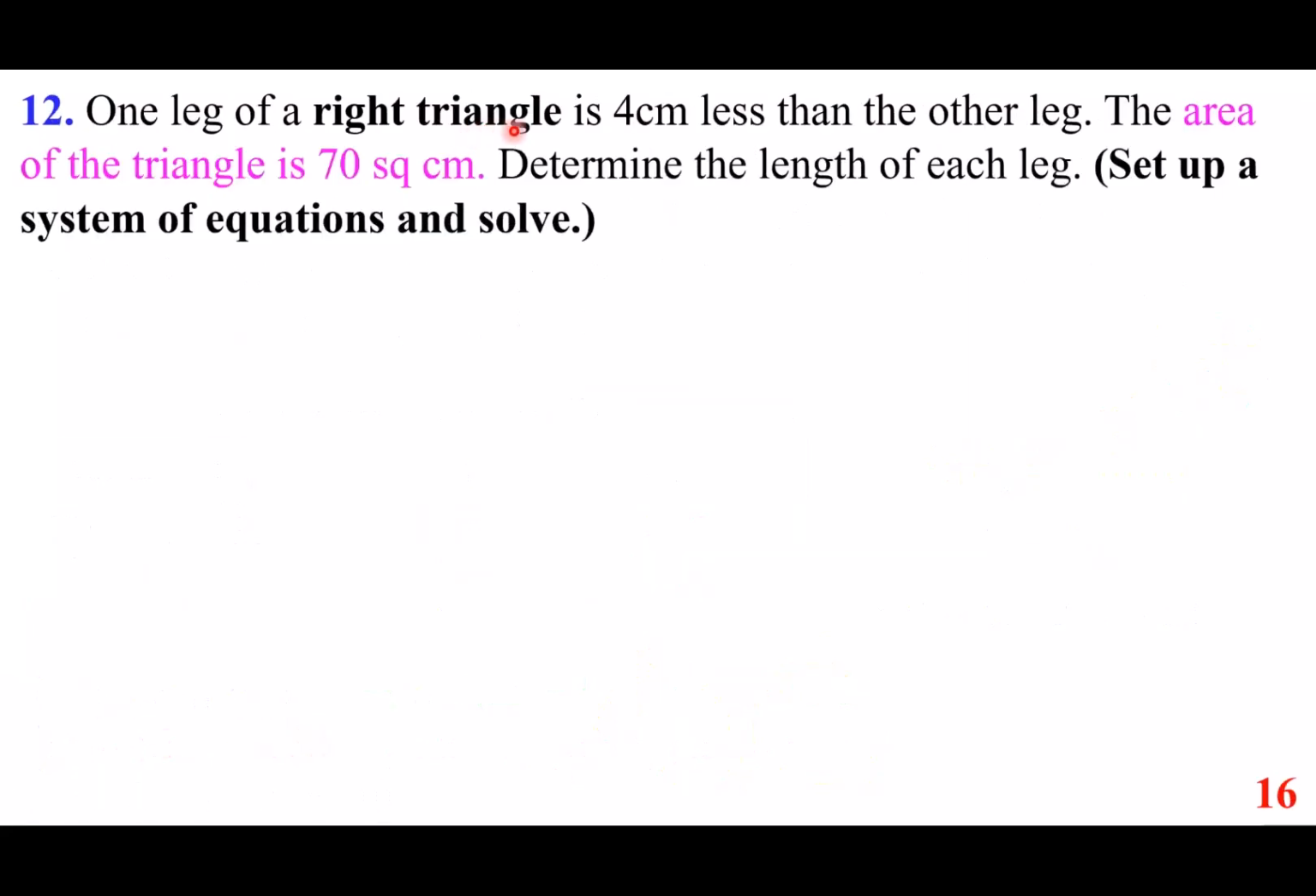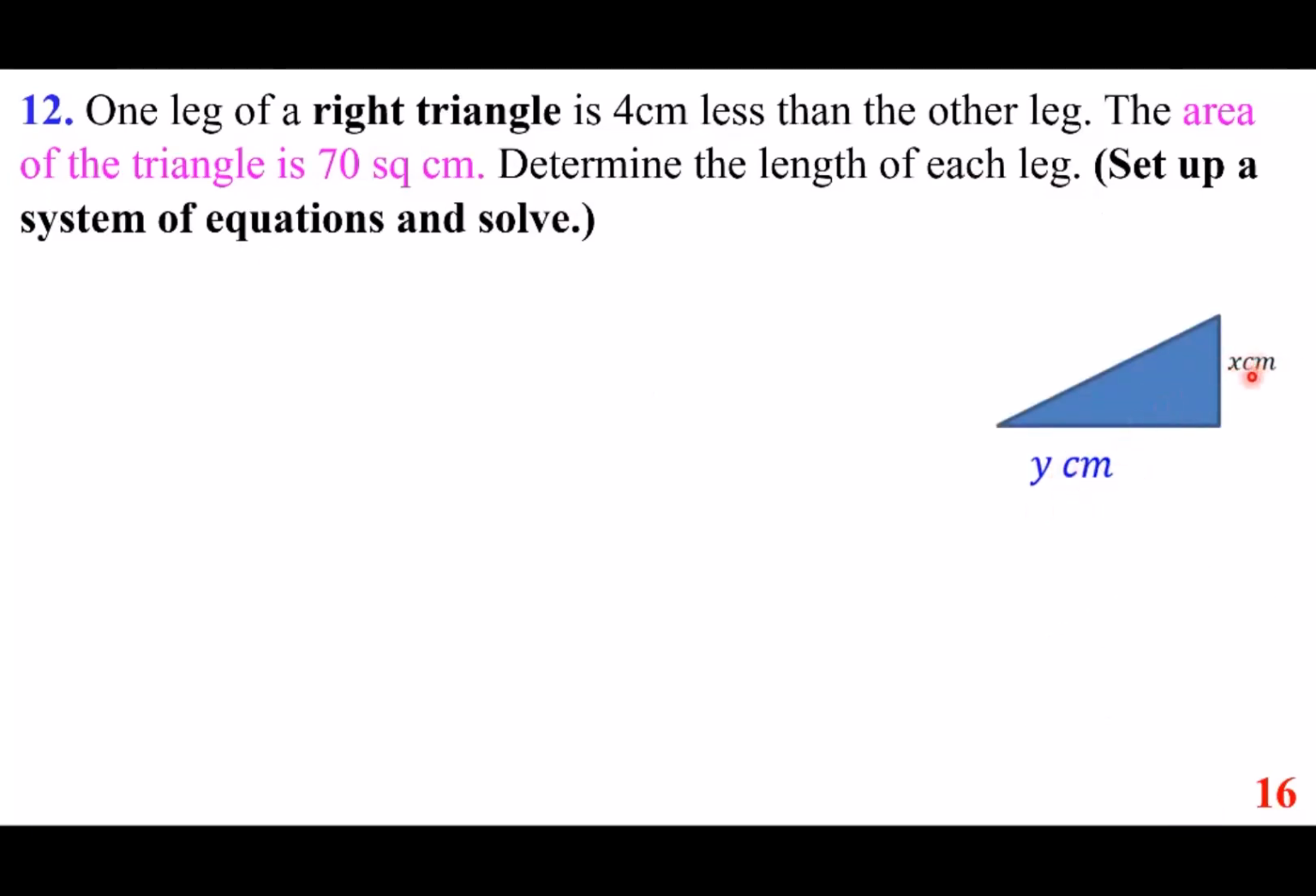One leg of a right triangle is 4 centimeters less than the other leg. The area of the triangle is 70 square centimeters. Determine the length of each leg. Set up a system of equations and so on. So first and foremost, it looks something like this.